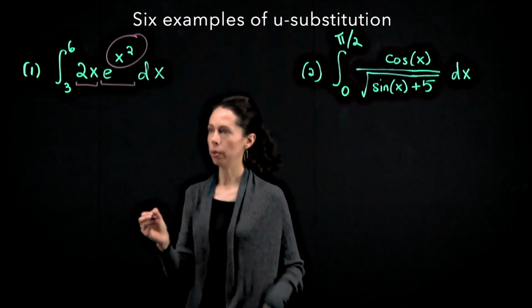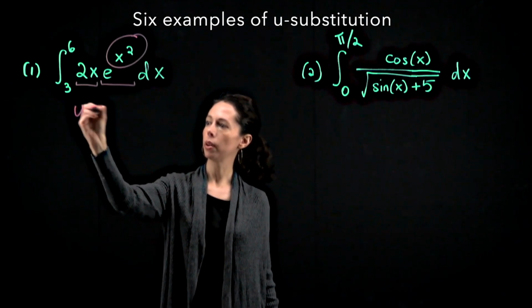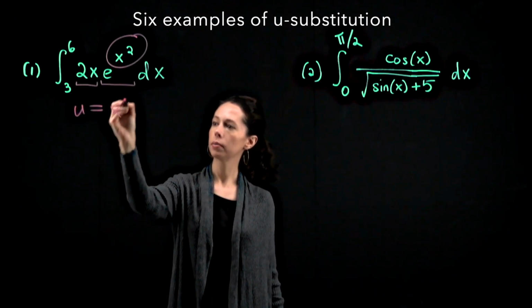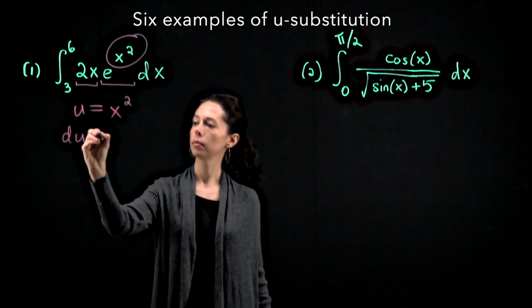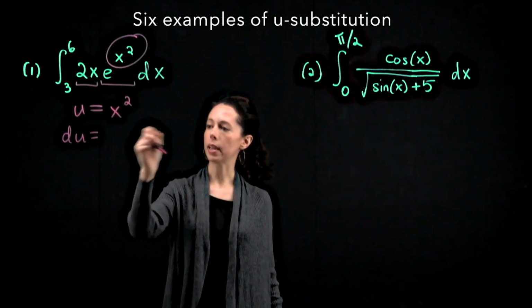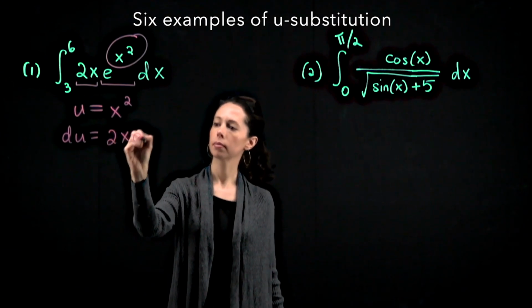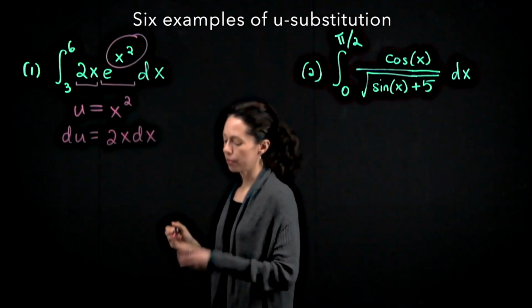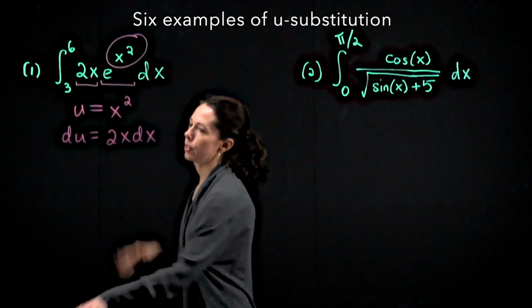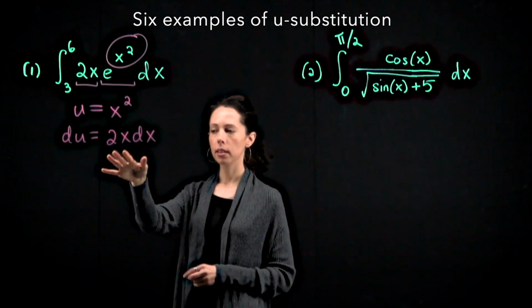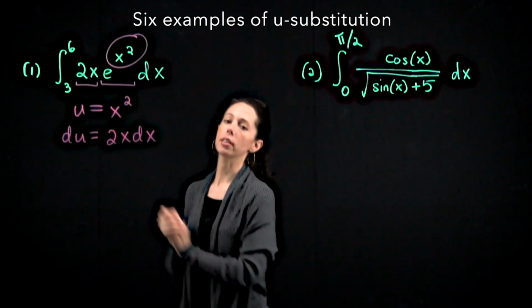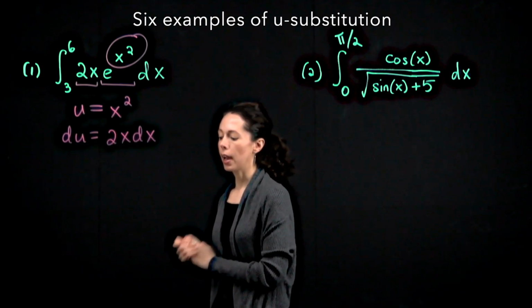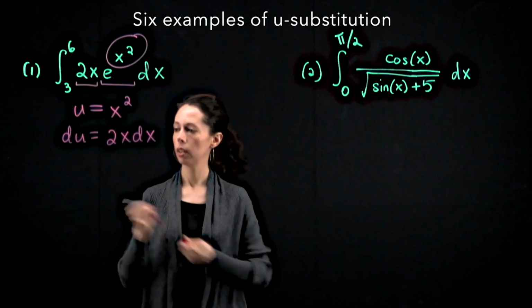So what I'm going to do is let u equal x squared, so that du is going to be 2x dx. That's how I like to write it. Instead of du dx equals 2x, du equals 2x dx, then I'm looking to replace this with just the differential du. I need to change my bounds.